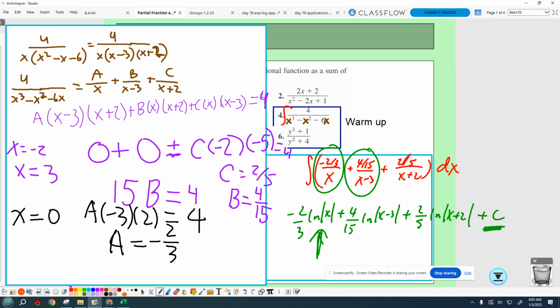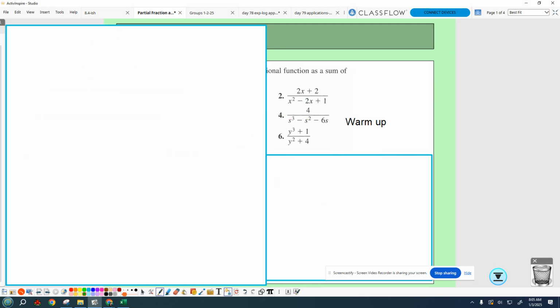Can I clear it? Did anyone get very far with number 6? Anyone start number 6? What is the start? Polynomial long division. Okay.